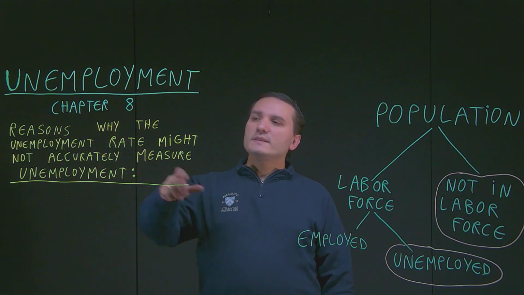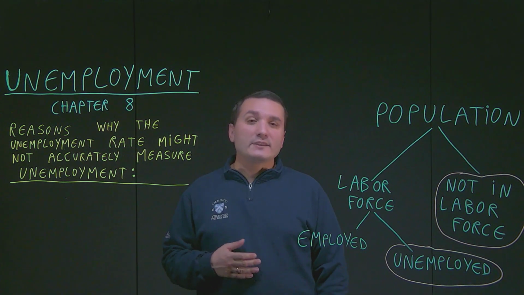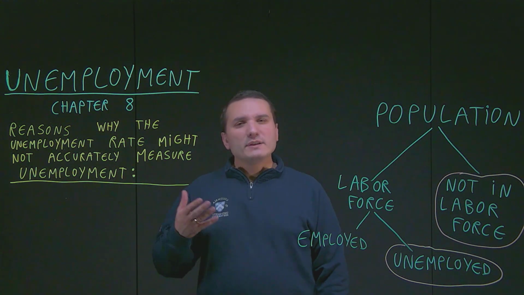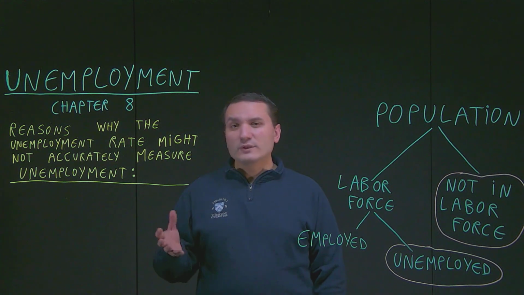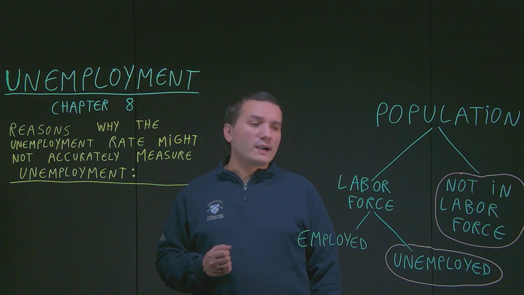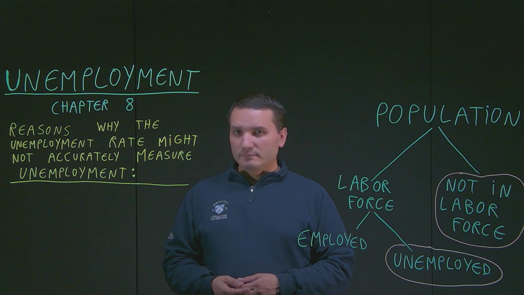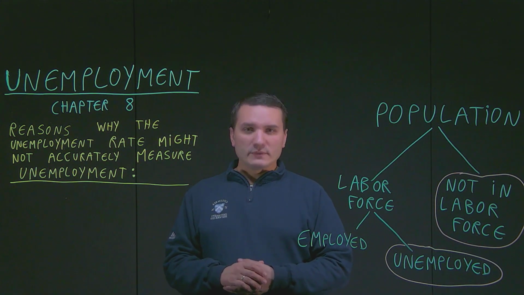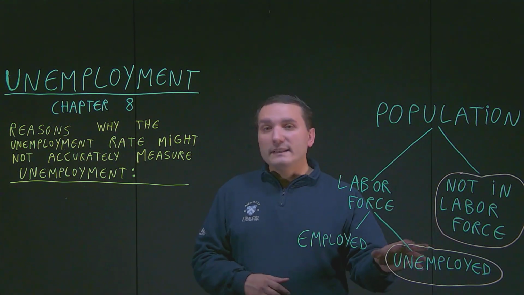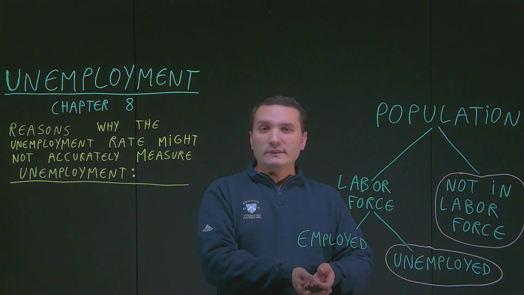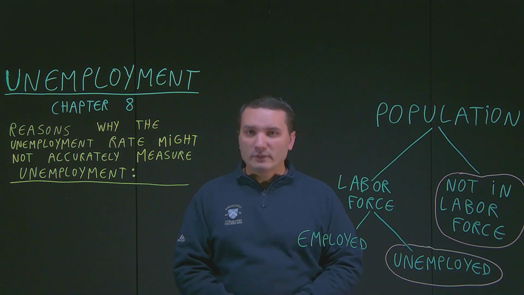So when I say reasons why the unemployment rate might not be accurate, you can also think of that as reasons why the unemployment rate might be lower than what real unemployment actually is. In other words, reasons why there might be people who really should be counted as unemployed, but we're not counting them. What are some of these reasons? Well, first of all, you have to know how we define unemployed, how we define able and willing to work for money but not having a job.